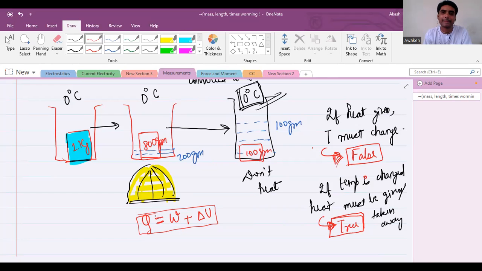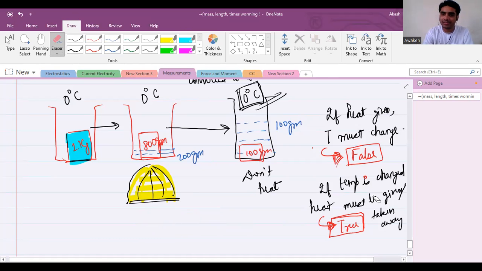Okay? For the timing, you can just skip it. For just your understanding, I told. But for the timing, this much is essential, what I told before: that if temperature is changed, heat must be given. Class 10th syllabus, it's okay.